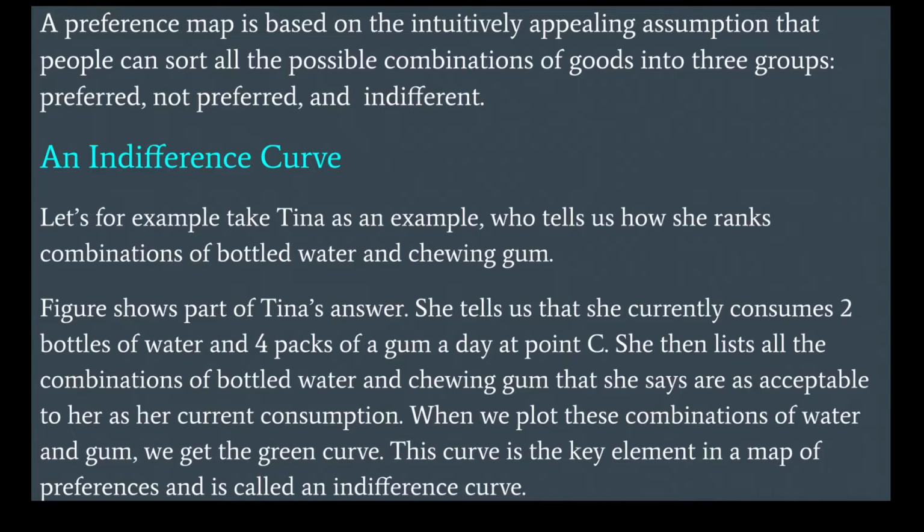She tells us that she currently consumes 2 bottles of water and 4 packs of gum a day at point C. She then lists all the combinations of bottled water and chewing gum that she says are as acceptable to her as her current consumption. When we plot these combinations of water and gum, we get the green curve. This curve is the key element in the map of preference and is called an indifference curve.